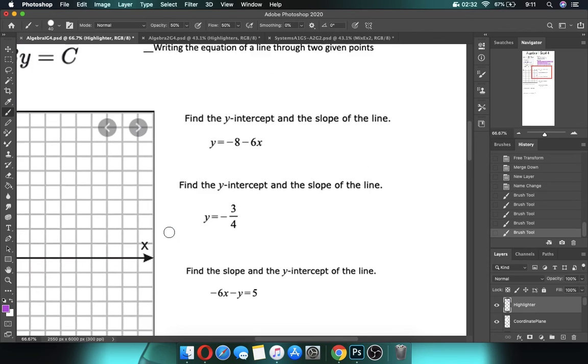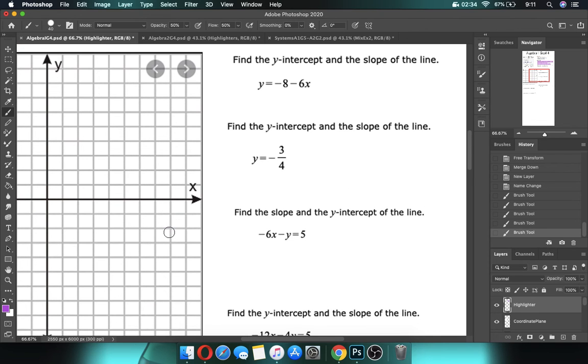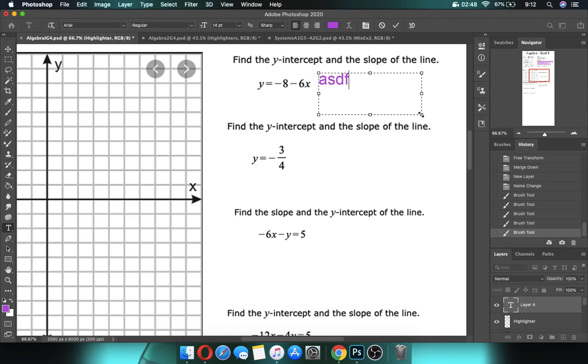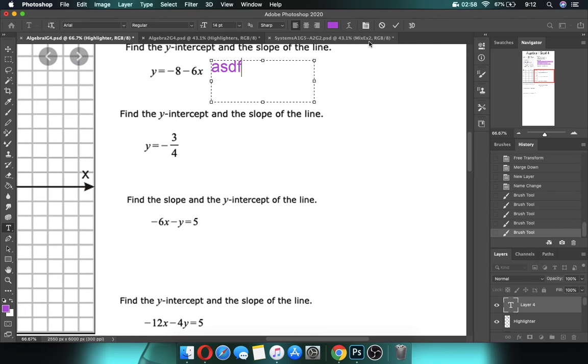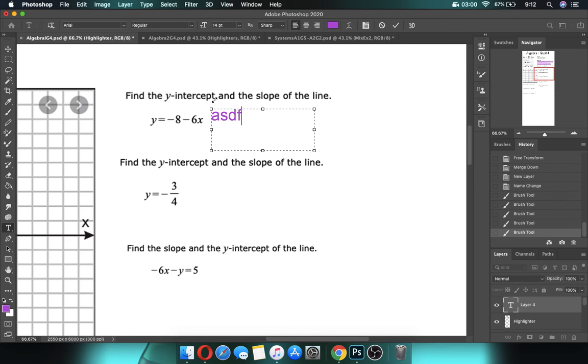So there we go. First things first, the first topic, you can see it in the directions. Find the y-intercept and the slope of the line. They're not actually asking you to do any solving. They're getting you used to the fact that y equals mx plus b and identifying what number is the slope and what number is the y-intercept. That's what they're trying to train you to do.